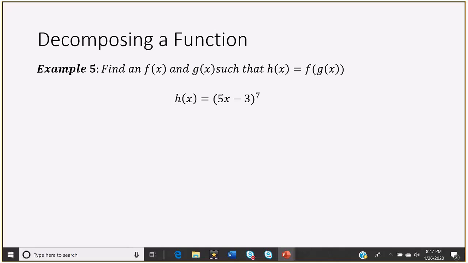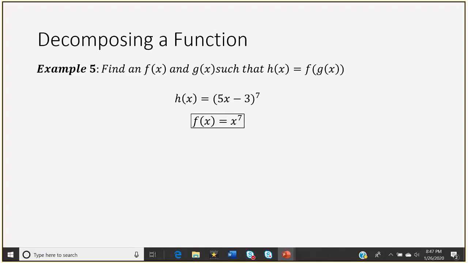And that trick or tip is that you look at the big picture and you look at the small picture. So big picture, what's happening with h of x is that there's a bunch of stuff in parentheses, and that stuff is being taken to the 7th power. And so that's my big function. That's my f of x function, it's going to just be x to the 7th.